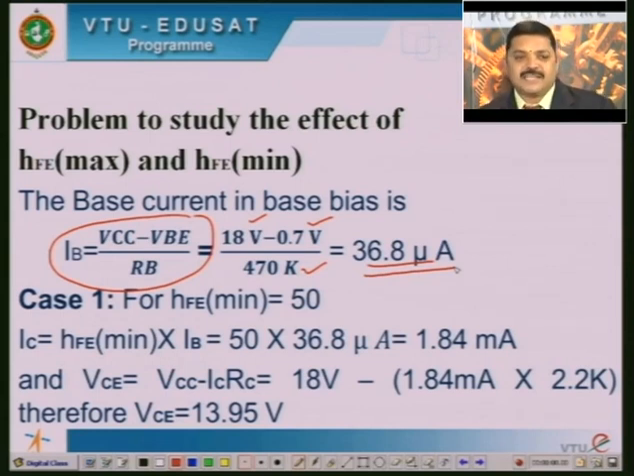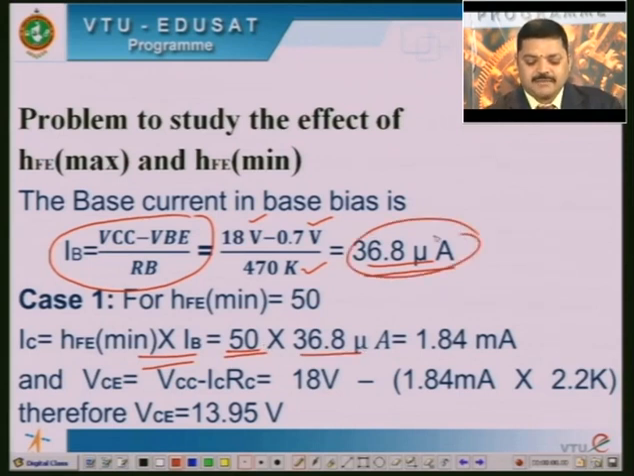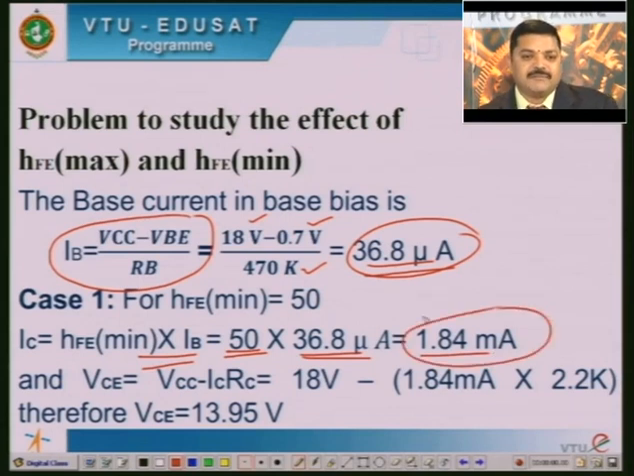Now, let us consider case 1, with HFE considered as the minimum value, which is given to be 50. IC is equal to HFE min, or beta min, into IB, which is 50 into 36.8 microamps. Therefore, we get IC equal to 1.84 milliamps.